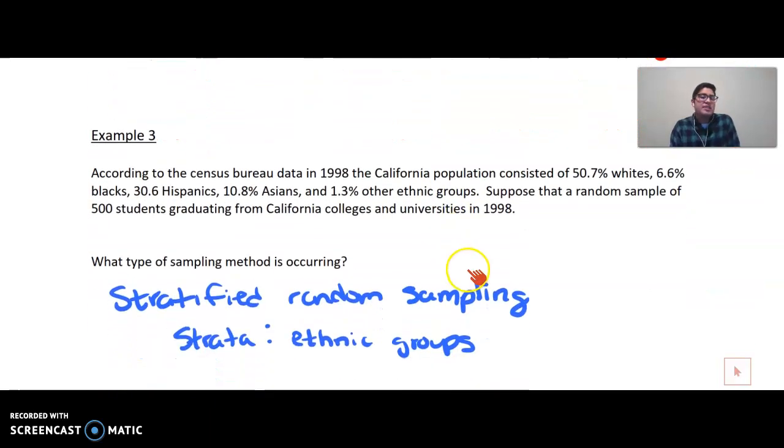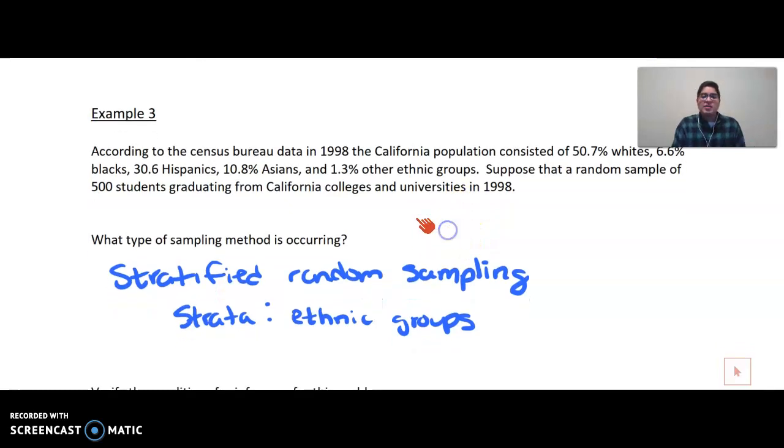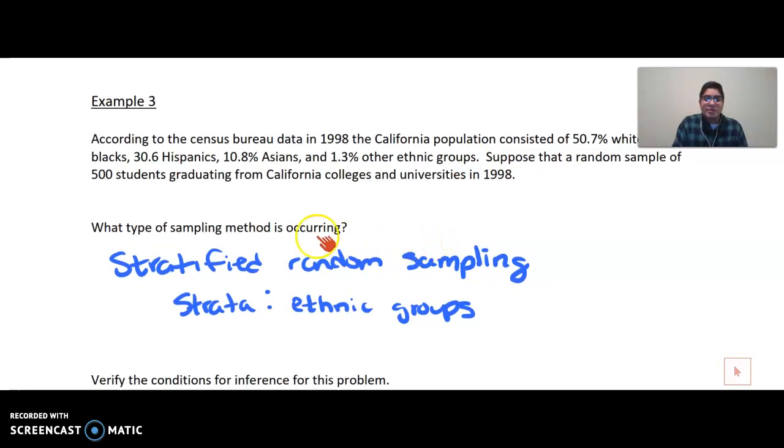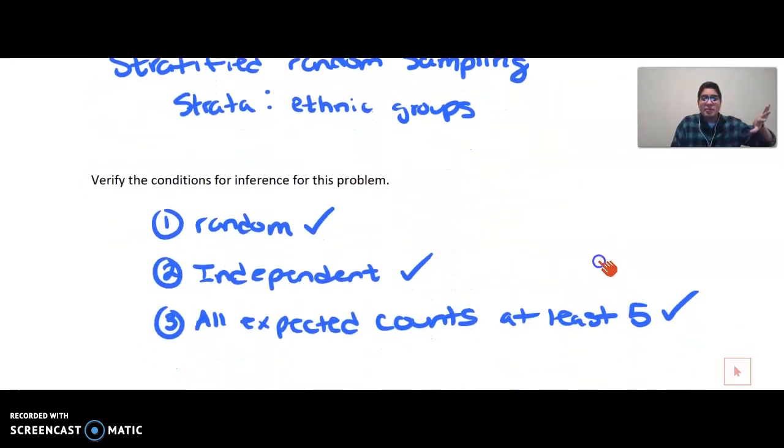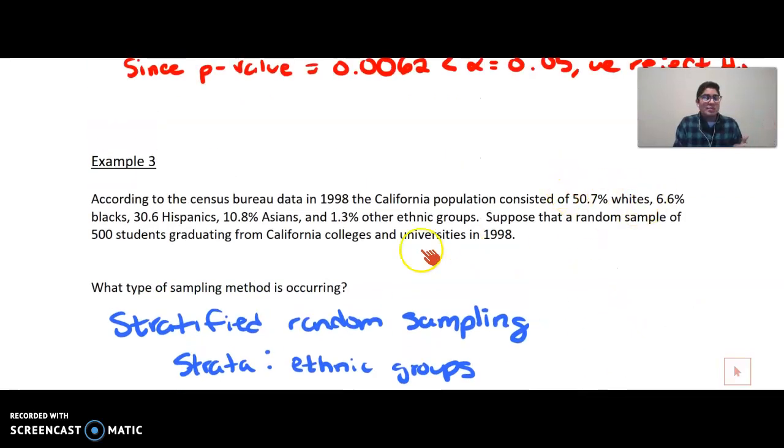Next up, we were testing a claim about whether or not a university is following these claimed proportions. It's just asking for conditions here. I didn't have my expected counts. So here, since I'm sampling from each of the different ethnic groups, this is a stratified random sample. I took a random sample of 500 students. I can assume there's at least 5,000 students in this population. And when I check each of these claimed proportions against the 500, I'll come to realize that all of my counts are at least 5. So a chi-square goodness of fit test is an appropriate inference procedure for this data.